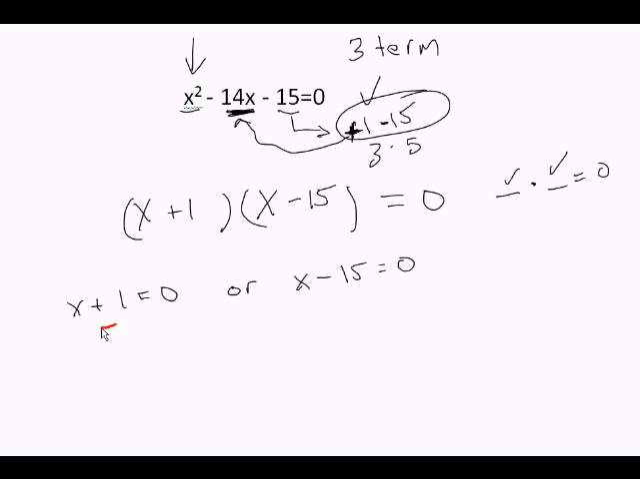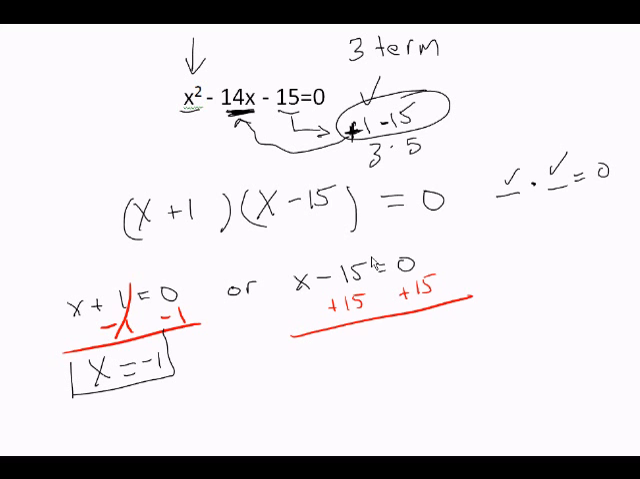When we solve for x, I'm going to subtract 1 to both sides, and I get x by itself. X equals negative 1. On this side, it's a minus 15, so I'm going to do the opposite. I'm going to add 15. And I'm left with x equals 15. My two solutions for this problem are x equals negative 1 and x equals 15.